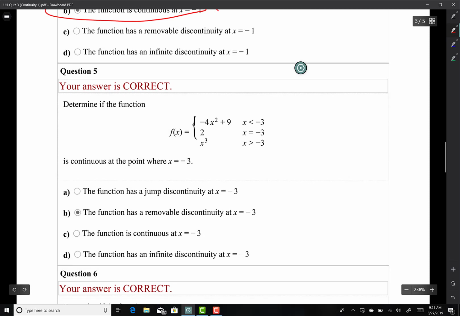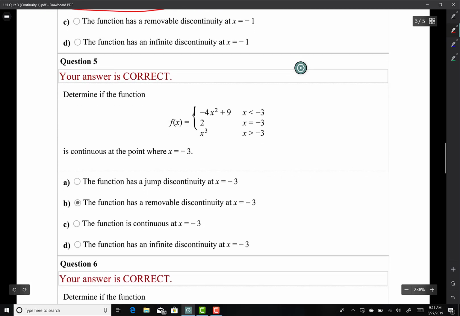Determine if the function, negative 4x squared plus 9 when x is less than or equal to negative 3, x cubed for x greater than negative 3, is continuous where x equals negative 3. Well, let's find out. So negative 4, I'm doing the left side first, times negative 3 squared plus 9. Negative 3 squared is 9, so negative 4 times 9 is negative 36, plus 9. And so I see a negative 27. All right, that's from the left. Now let me do from the right.